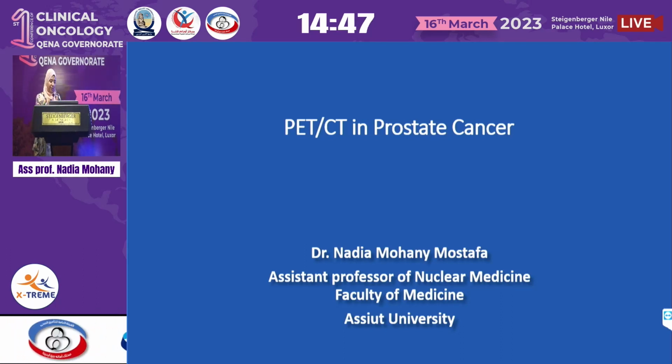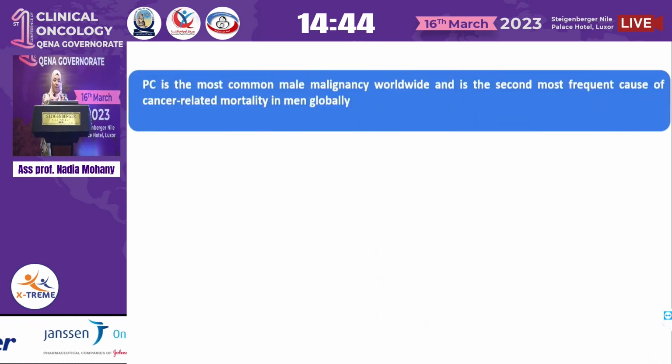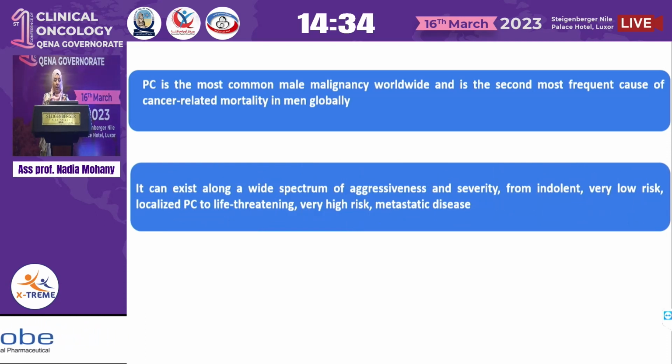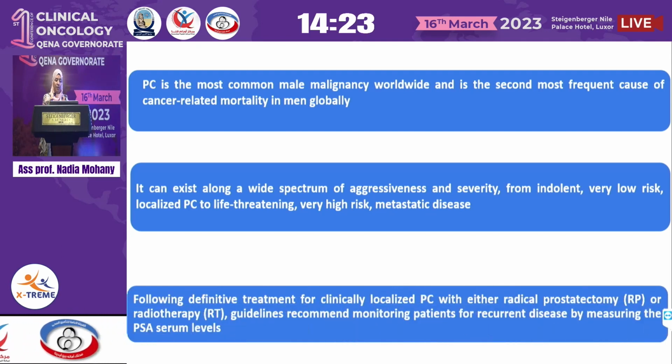PET-CT and prostate cancer. Prostate cancer is the most common male malignancy worldwide and is the second most frequent cause of cancer-related mortality in men globally. It can exist along a wide spectrum of aggressiveness and severity, from indolent, very low risk, localized prostate cancer to life-threatening, very high risk metastatic disease. Following definitive treatment for clinically localized prostate cancer with either radical prostatectomy or radiotherapy, guidelines recommend monitoring patients for recurrent disease by measuring the PSA serum level.